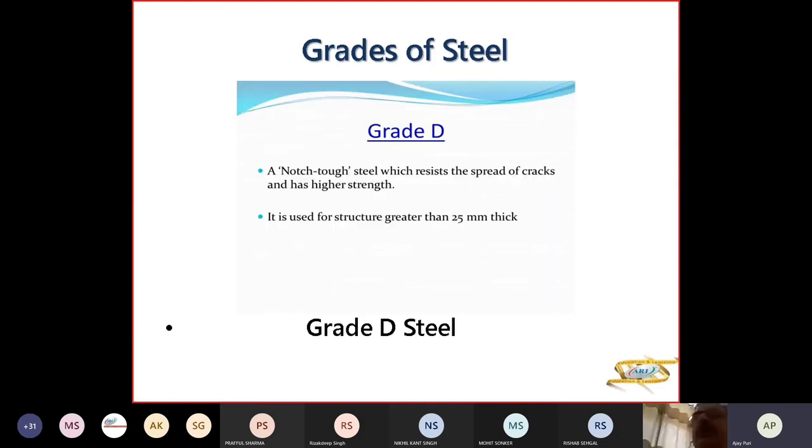So it is notch tough steel. Why is it notch tough steel? Because the Charpy V notch test is done. This steel can resist the spread of a crack and has higher strength. So it is used for structures greater than 25 mm thick, especially for polar regions.